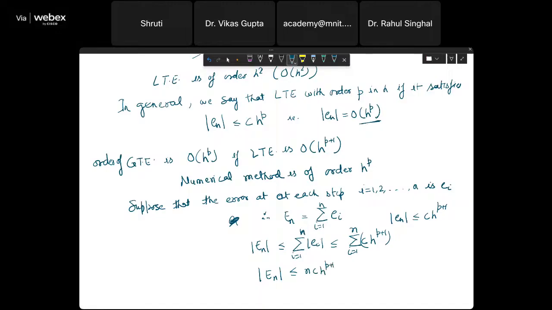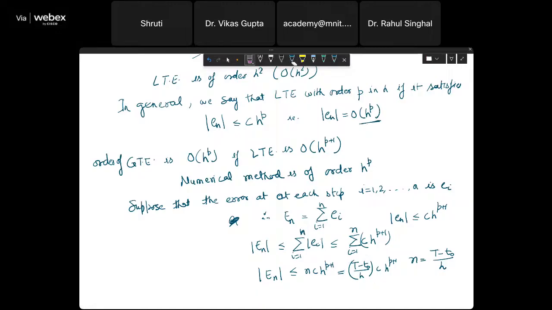And what is this n? These are the total number of steps involved in the numerical method. So we can write it as capital T, the final time, minus the initial time, divided by the step size h. Using this we can rewrite the right hand side, and this h will first cancel out.